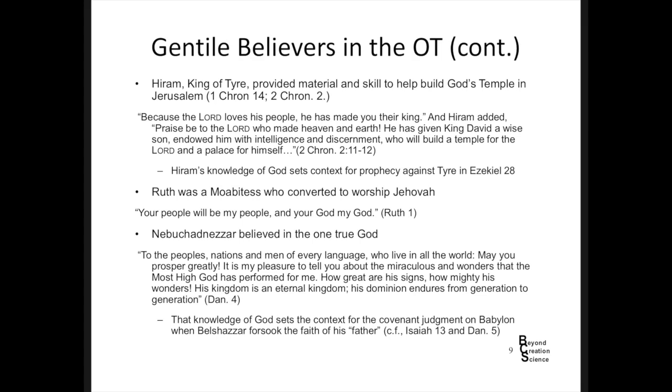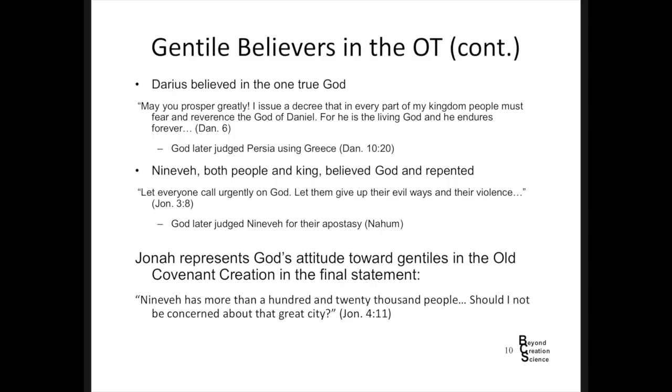If you read Daniel chapter 5 as a parallel text to Isaiah 13, it's very clear that what's going on there is a covenant judgment. It bears many, many similarities to the prophecies against Israel as well. How about King Darius? "May you prosper greatly. I issue a decree that in every part of my kingdom people must fear and reverence the God of Daniel, for he is the living God and he endures forever." Of course, we find that God later judges Persia as well in Daniel chapter 10.